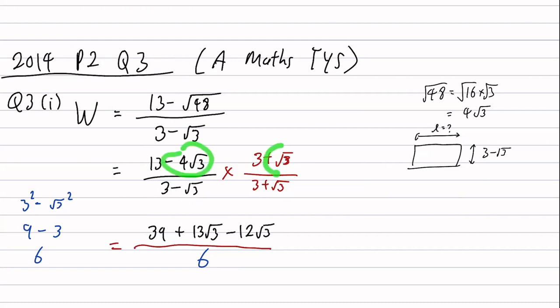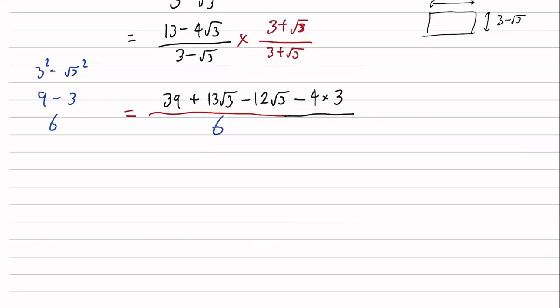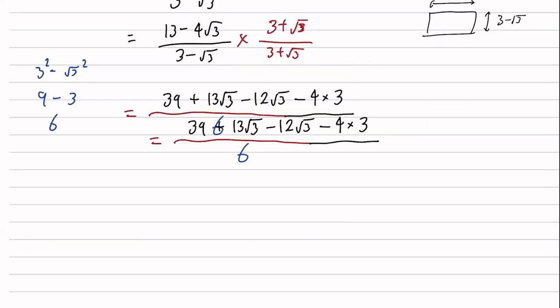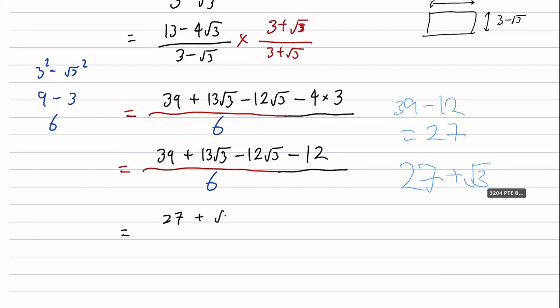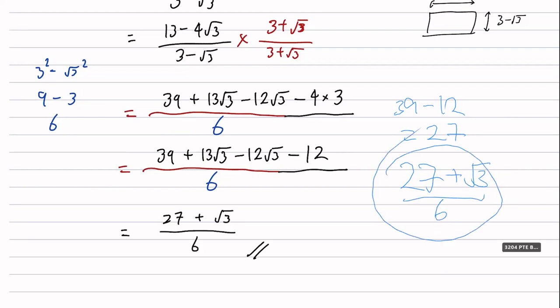Negative 4 root 3 times positive root 3. Negative 4 times, what is it? Great, very good. Root 3 times root 3 simplifies to just 3, which gives negative 12. I'll simplify by writing one more line. Replace the 4 times 3 with a 12. Simplify a bit more: 39 minus 12, I think that's 27. 13 root 3 minus 12 root 3 is just a single root 3, over 6. That's our answer. Almost. They need a plus b.